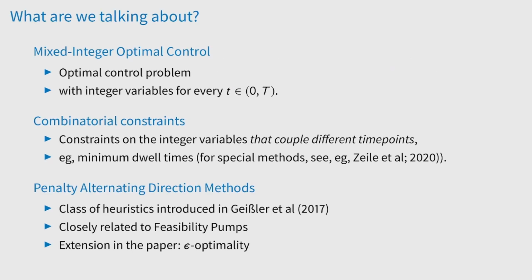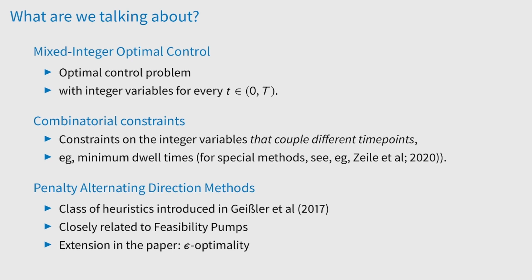So we are talking about mixed integer optimal control. We have a classical optimal control problem, but with integer variables, typically over time. At each time step t, we can take a decision to switch something on or off, or to switch gears if we're thinking about cars. And we have an optimal control problem.